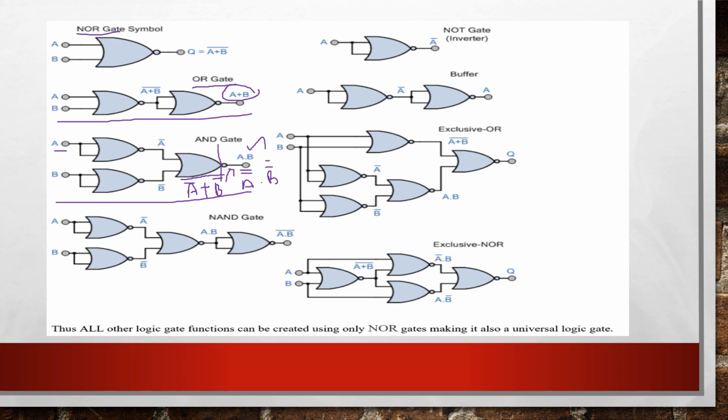Likewise, we can represent the NAND gate using NOR gate, NOT gate using NOR gate, buffers, exclusive OR can be again got by the NOR gate implementation. So thus the NOR gate and the NAND gate are called as the universal logic gates because they can substitute all other gates.